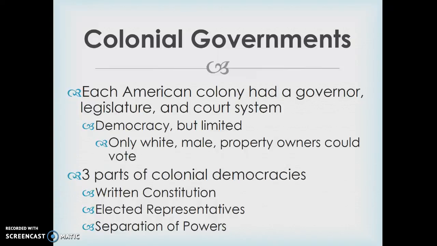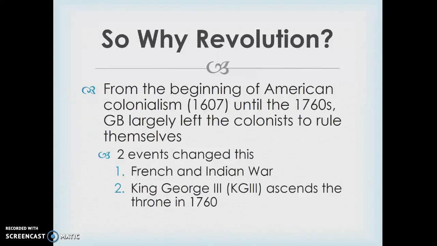There were 3 parts to all of the colonial democracies. There were 13 of them because there are 13 colonies. All of them had their own written constitution. All of them elected their own representatives. And all of them defined separation of powers between branches in their colonies.